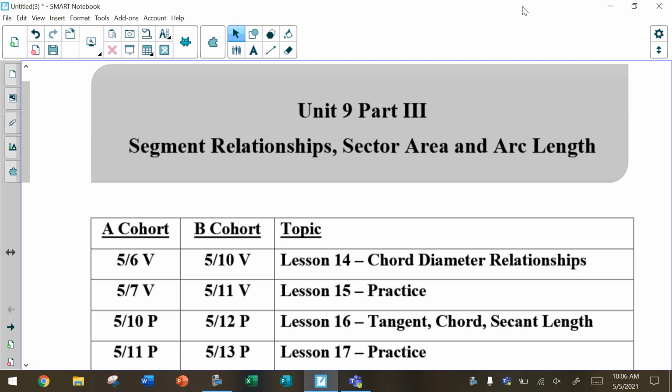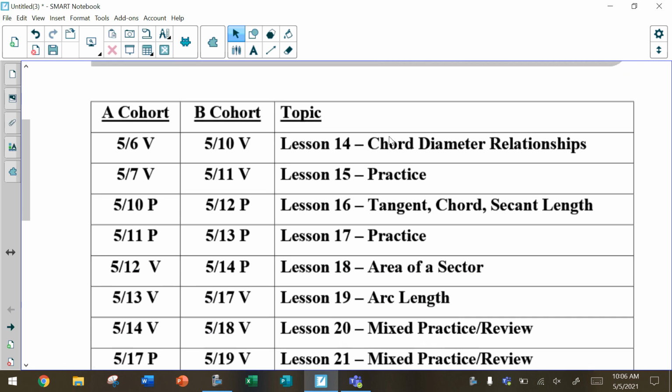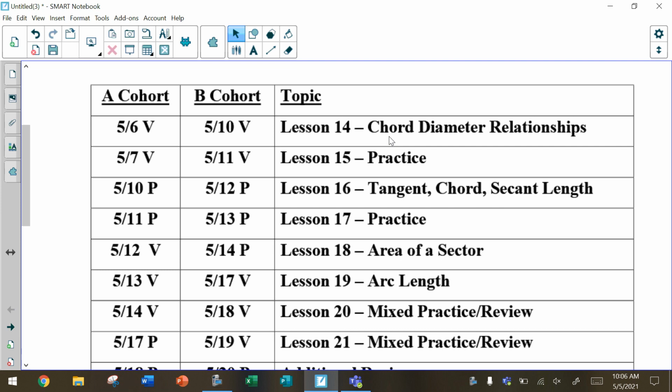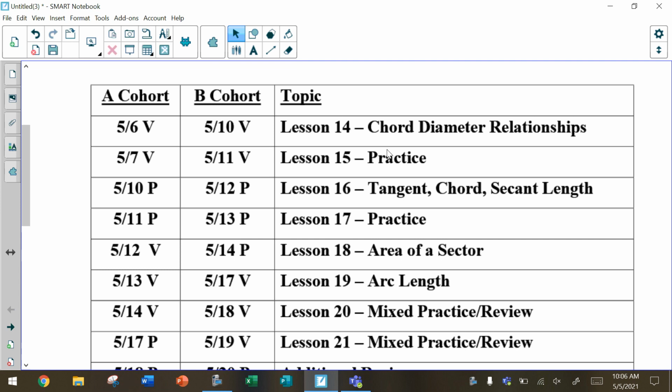I'm just going to go through this front page right here. Depending on if you're Cohort A or Cohort B, you can see what the schedule is for the next couple of weeks. You can see that there's some days that are strictly going to be just lessons. There's some days that are going to be practice. And there's a couple in here that are lessons with homework attached to it.